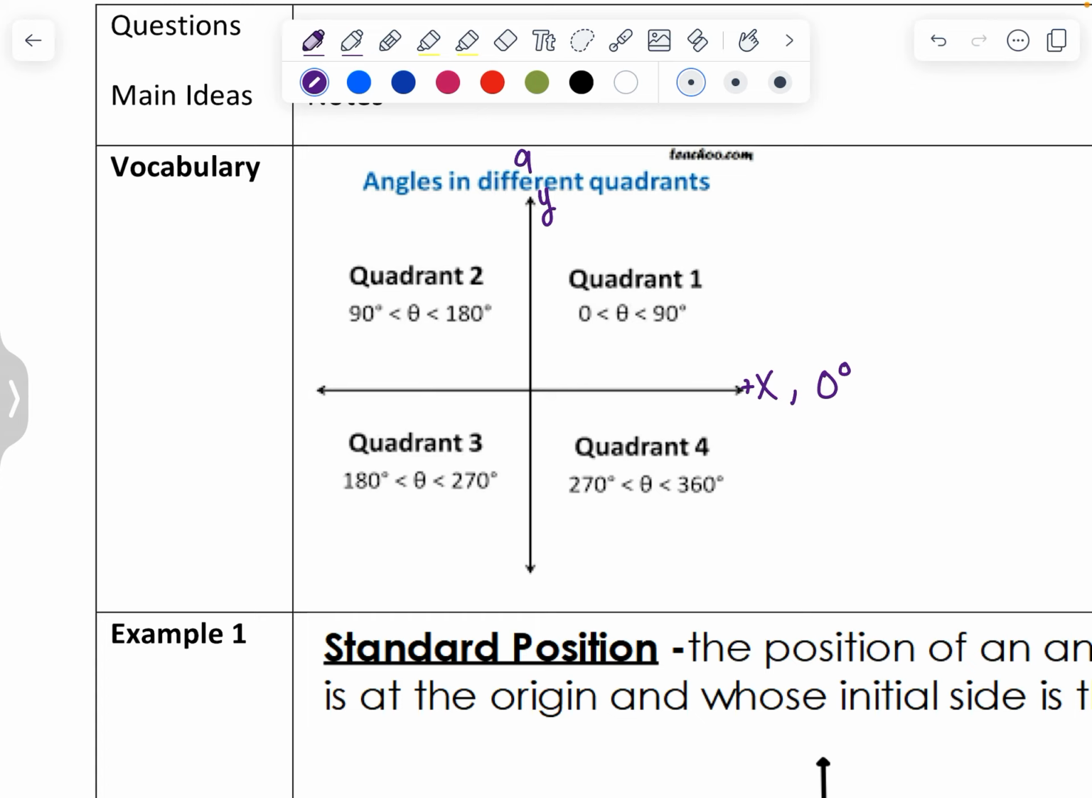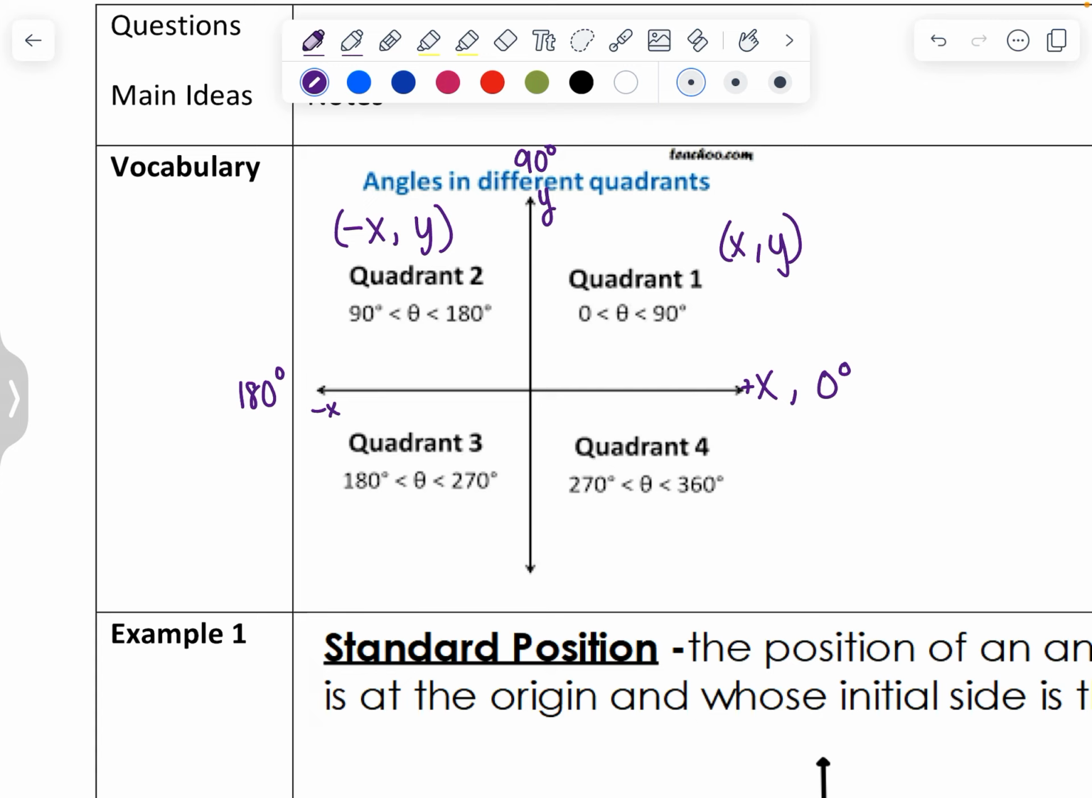The positive y-axis gives us our first 90 degree angle. So the angles in quadrant 1 are between 0 and 90 degrees, and both x and y coordinates in quadrant 1 are positive. In quadrant 2, you add another 90 degrees, and the negative x-axis is at 180 degrees. So angles in quadrant 2 range between 90 and 180 degrees. In quadrant 2, your x coordinates are negative, but your y coordinates are positive.